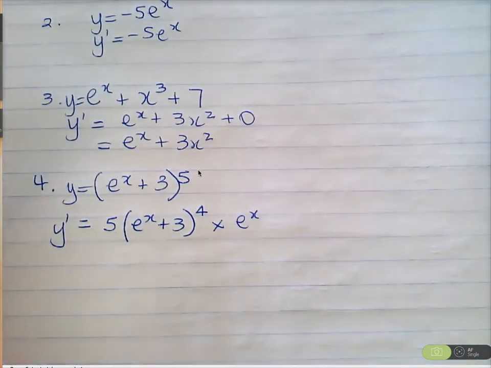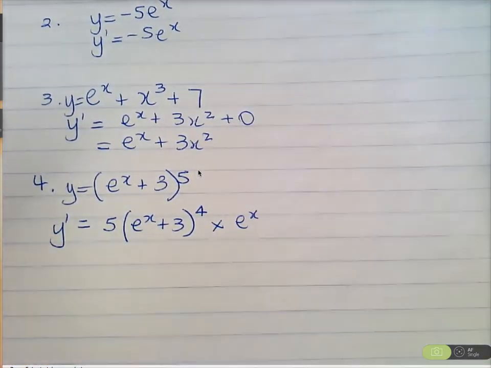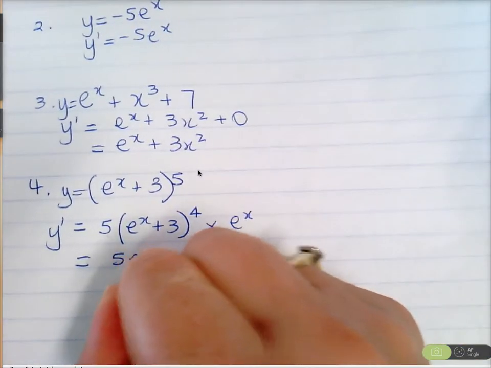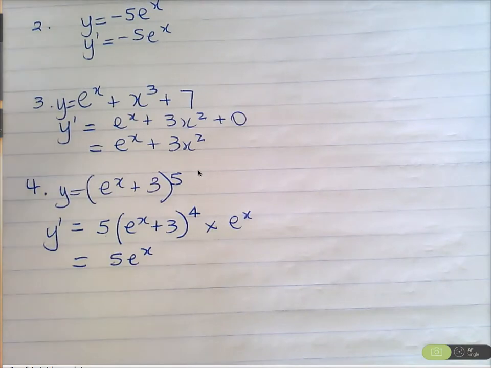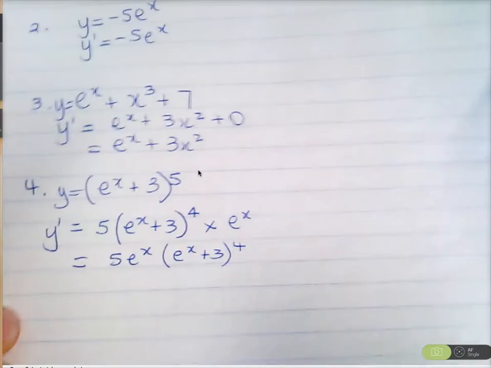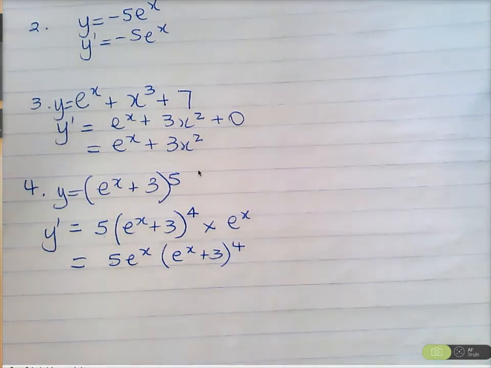So you bring the 5 to the front, write this out, drop your power by 1, but then of course you differentiate what's inside. And so I would write it as 5e to the x, bring that e to the x to the front, and then write the rest of it out, (e to the x plus 3) to the power of 4. Are you allowed to expand that? No, because it's power of 4, and that's quite a big expansion. We'll be starting binomial theorem on Thursday, so you'll see that you aren't allowed to expand that. You could, but it'll take you about 5 lines, and there's no need to do it.